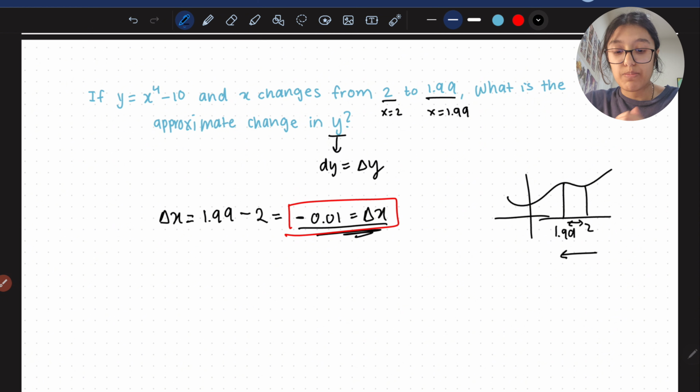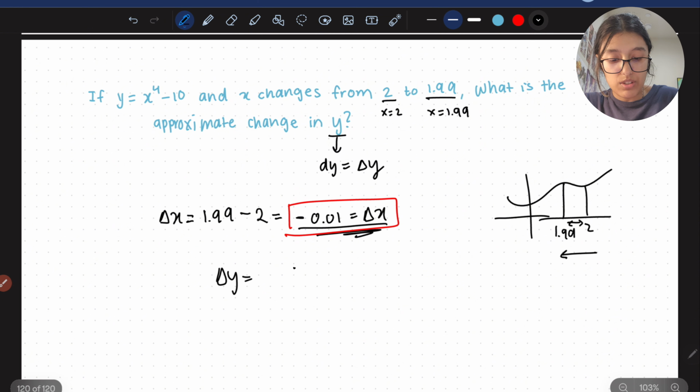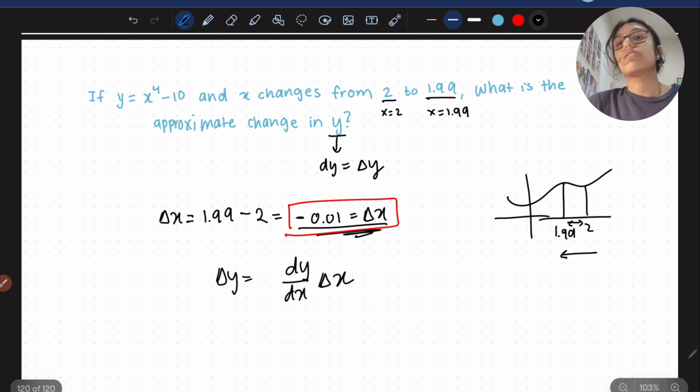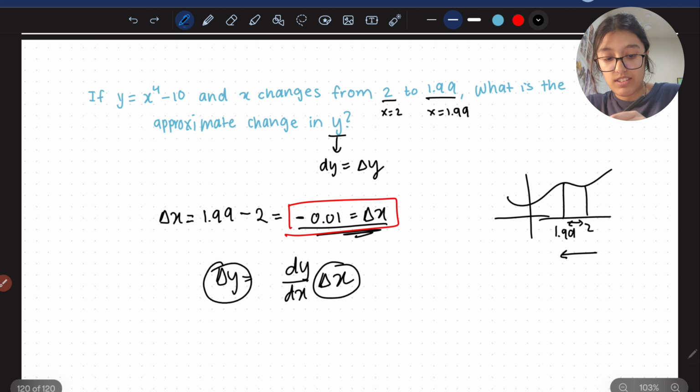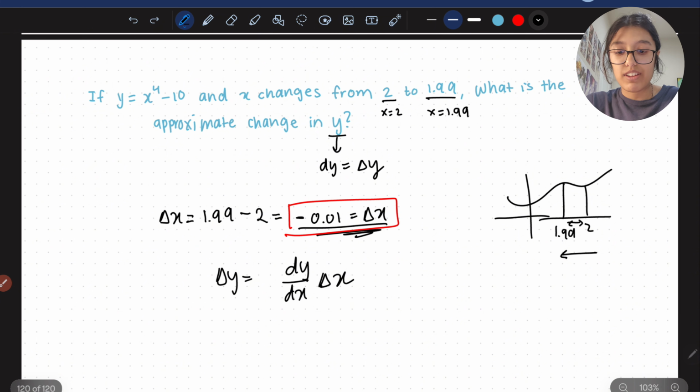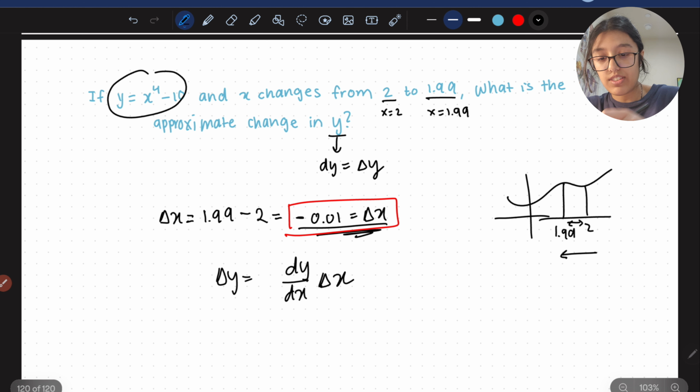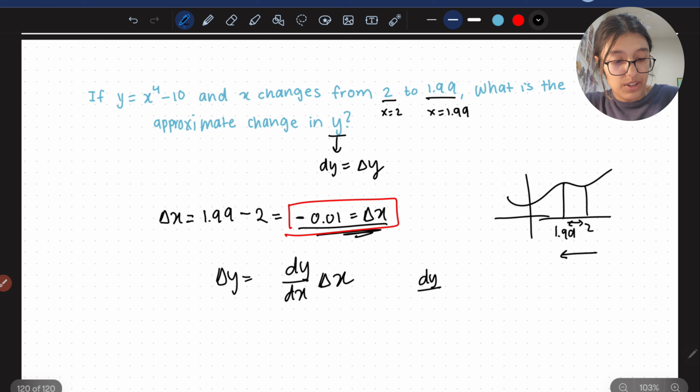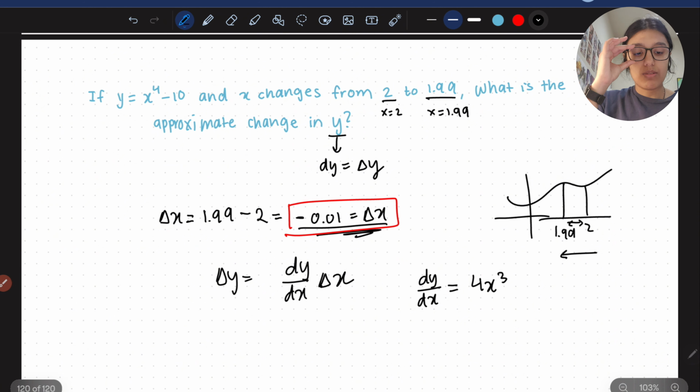Now let's bring our equation back from earlier. Here we have delta y is equal to dy over dx times delta x. And now you see why it's important to find that delta x, because we have a delta x in the equation. So we're already kind of halfway there. We're trying to find this. We have this. We don't know what dy over dx is. Well, that's just the derivative, right? So what are we going to take the derivative of? We're going to take the derivative of y, which is what they gave us. So dy over dx, we're differentiating with respect to x. So we have 4x to the power of 3. The derivative of minus 10, which is a constant, is just 0. So we have dy over dx is equal to 4x cubed.